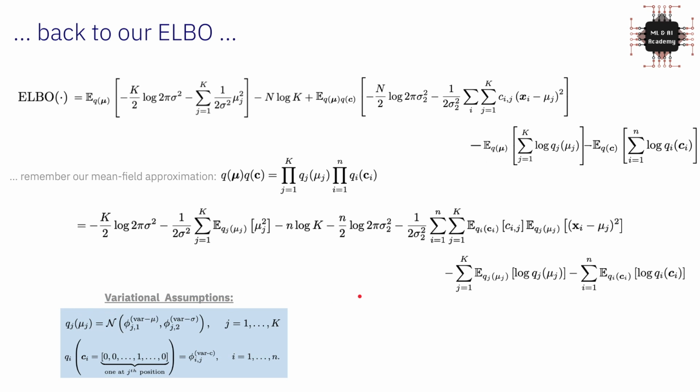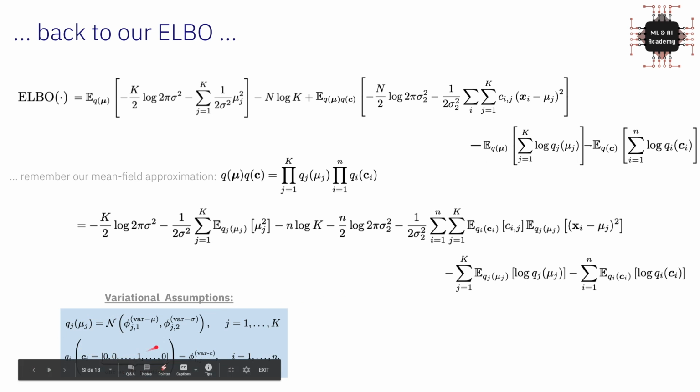And similarly, I'm going to say that Q_i of C_i is a multinomial distribution which has some probability for the jth factor to occur, and that probability is phi_ij of var c. So I don't know these phi's, and I'm going to try to find them such that I maximize my ELBO. Just a word on notation, please notice that C_i is a one-hot vector. So in order to define that distribution over that one-hot vector, we ask what is the density of C_i being equal to the jth one-hot vector, and that is phi_ij in our example.